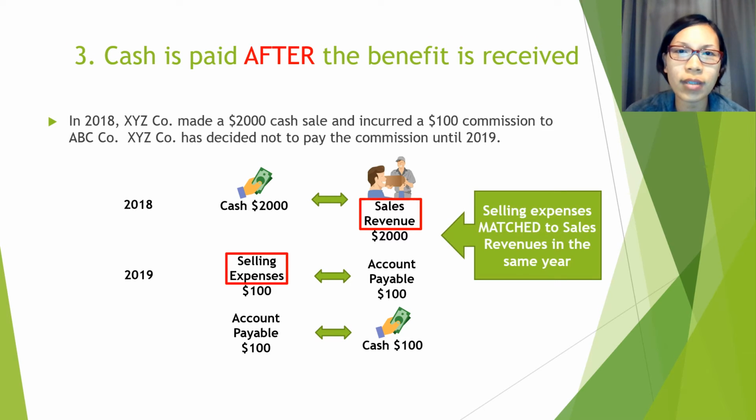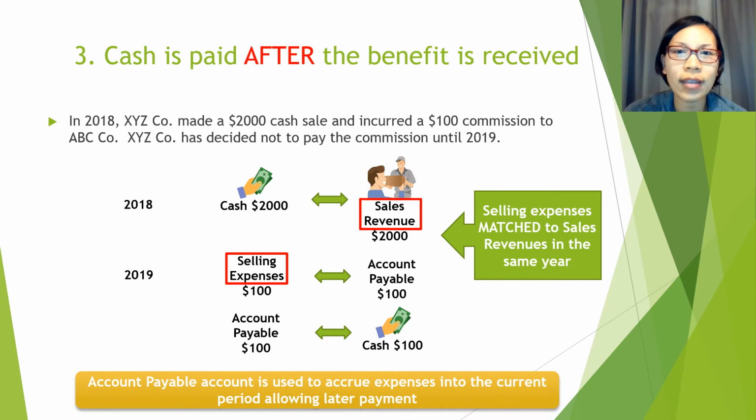No selling expenses are recorded in 2019 because it matches the revenue back in 2018, and the accounts payable is eliminated. In compliance with the matching principle, you can see that the selling expenses are properly matched to the sales revenue. The key point is that accounts payable is used to accrue expenses into the current period, allowing later payment.